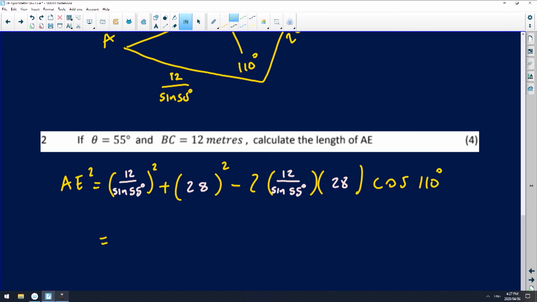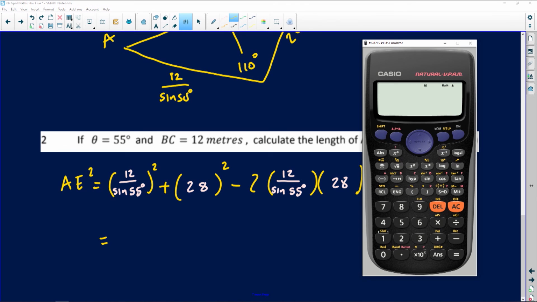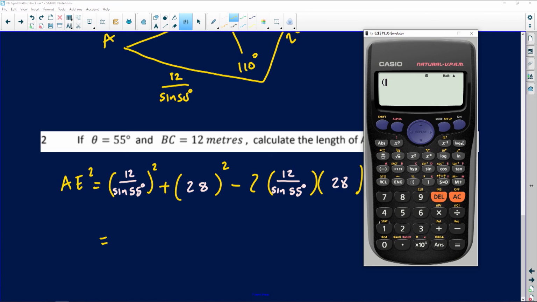So for my final answer, I'm going to need to call my calculator. Remember, a calculator is an instrument, not a monument, so you should use it. Right, I'm going to create a fraction here, which is 12 divided by the sine of 55. Remember to close your brackets, otherwise if you don't close your brackets for your trig ratios, you're going to have a problem. Squared, right? Add that to the second length, which is 28, squared, minus 2 times the first one, which is actually 12 divided by the sine of 55. Close bracket, and then open another bracket for your 28. We have got to work out the cosine of 110, which is the angle between those two sides.